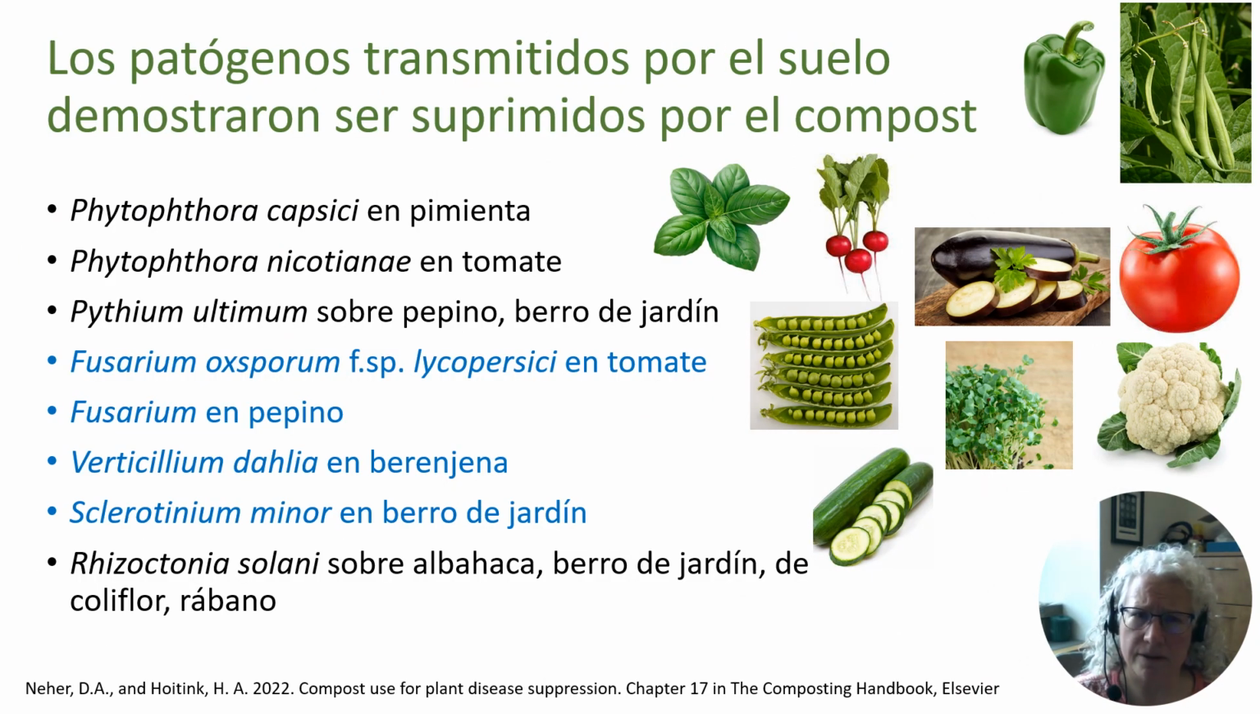There are a number of serious soil-borne pathogens in the horticulture industry. Most of these are genera that have global distribution and a wide host range, causing serious economic losses. This slide shows a few examples of diseases that can be managed by disease suppression, and more complete coverage is in the book chapter listed at the bottom of the slide.